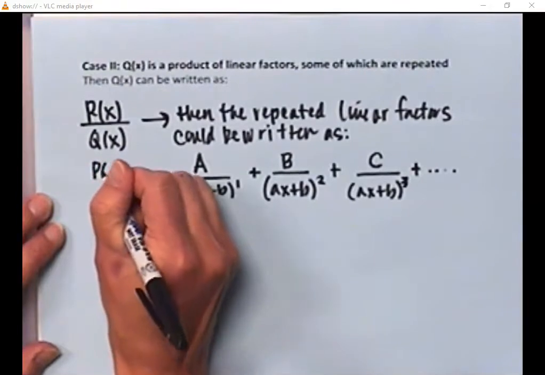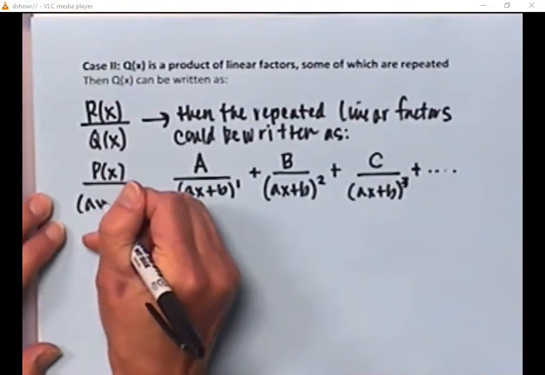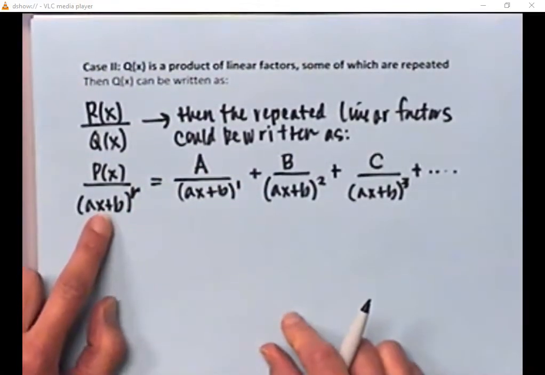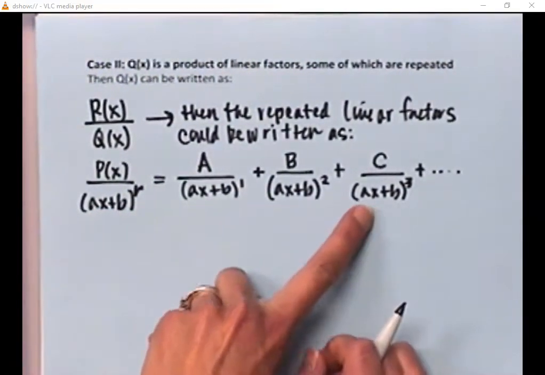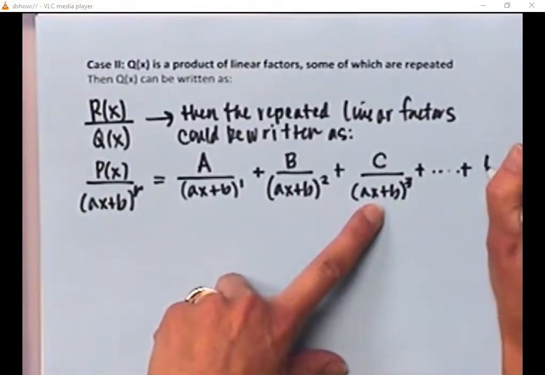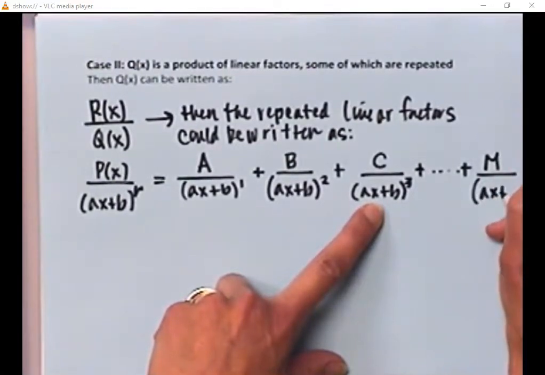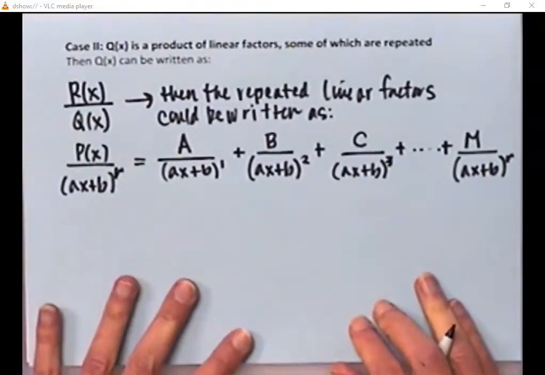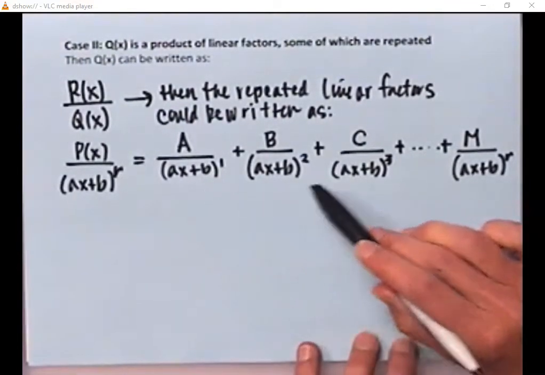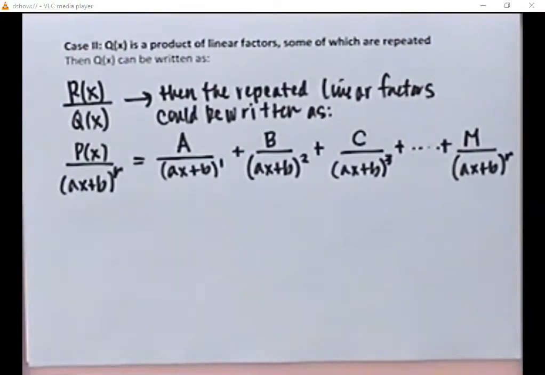Let's say that we had P of x over this ax plus b to the r. Whatever the rth power is that it's been repeated to, you have to set up a distinct fraction for each of those until you get to that power of r. Now the good news is we won't usually see them to like the 10th power, because then you'd have to set up 10 fractions for each of them, and that will be quite complicated. We usually see it maybe to the second, possibly to the third power, but not often more than that.